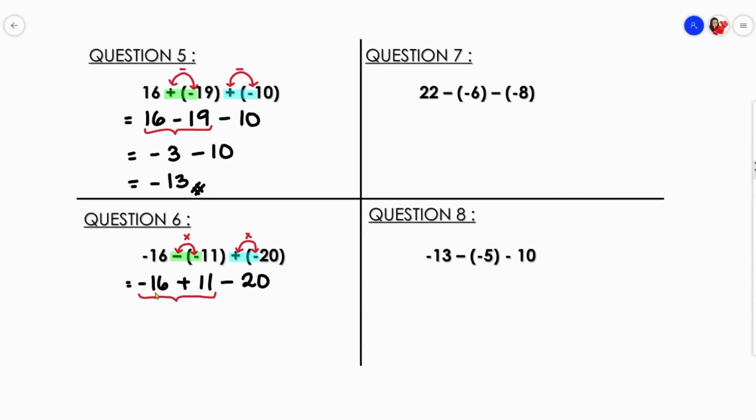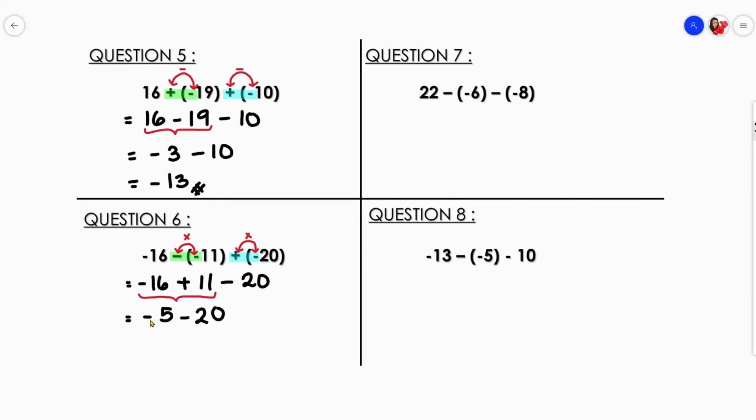So negative 16 means you are owing $16. Positive 11 or plus 11 means that you have $11 with you. Now whatever you have, you use to pay back the debt that you owe. Even after you do that, you are still owing a total of $5. So you're going to write down here a negative 5 because you're still owing $5, and the negative 20 over here you're going to rewrite at the back of the question, right? So this is going to be negative 5, negative 20.